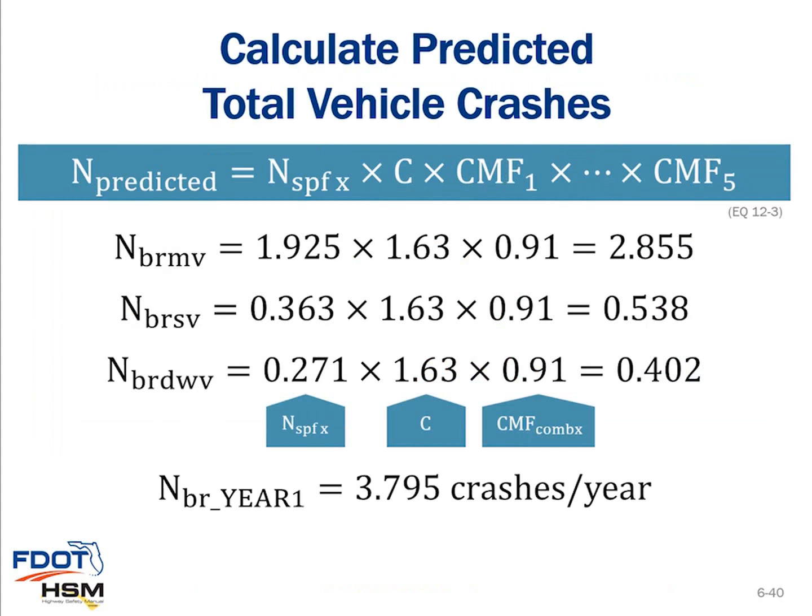So let's look at the overall total here and see what we have for motor vehicle related crashes. And it is shown here. We've taken this out in detail to show you how it's done for motor vehicle, non-driveway, single vehicle, and driveway crashes. You can see where we've applied the calibration factor of 1.63. We've applied the combined crash modification factor of 0.91, and we get, when it's all added up, 3.795 crashes per year.